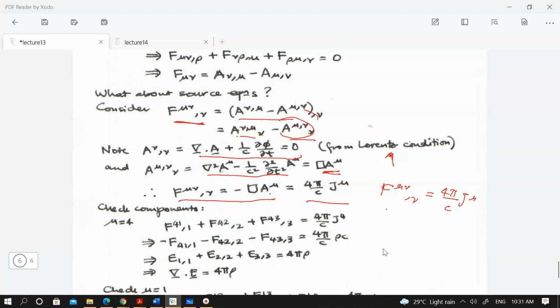What is the physical content of this? Again, we do this component by component. Let's take mu equals 4. Remember, the only free index over here is this one. So this is a dummy index. Okay. So mu equals 4 gives you F41,1 plus F42,2 plus F43,3. And that must be equal to J4. J4, remember, is rho C. Okay, so rho C, the C here cancels out with the C at the denominator, and you essentially get 4 pi rho. That's convenient.